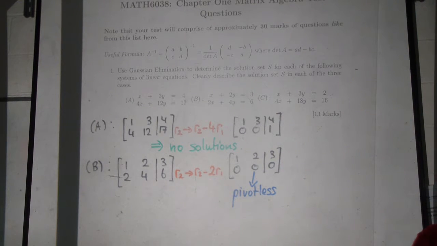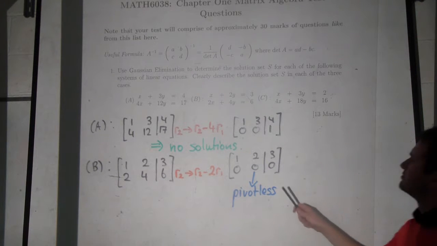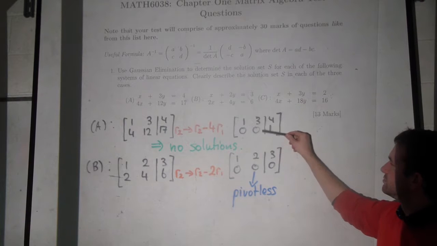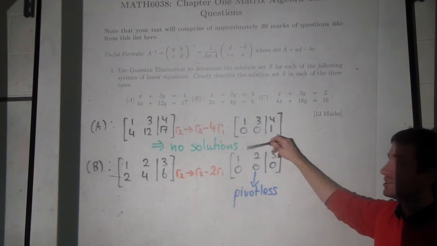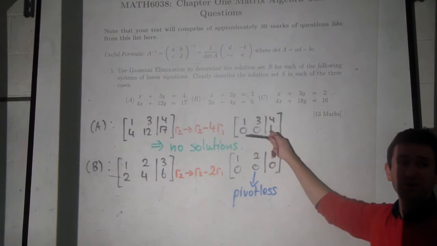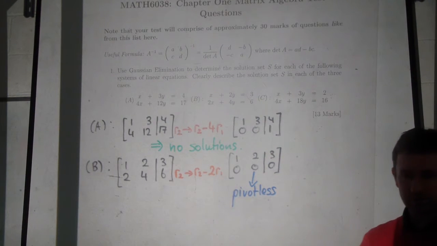If you had the top line of the A, you had 1 and you'd have 1 underneath 3, that means you'd have a unique solution, because you'd have 1 y is equal to 1, y would be equal to 1. We'll see that in the third one.